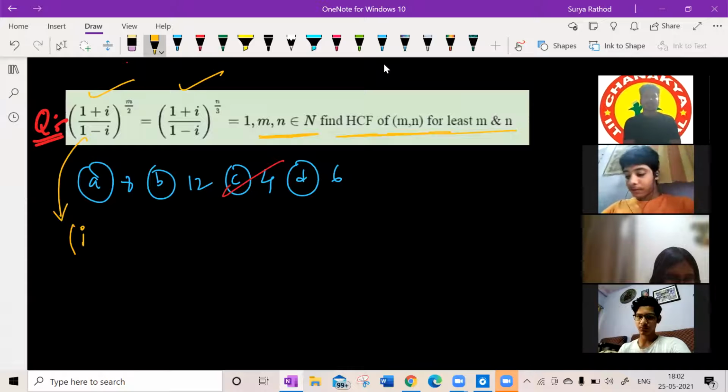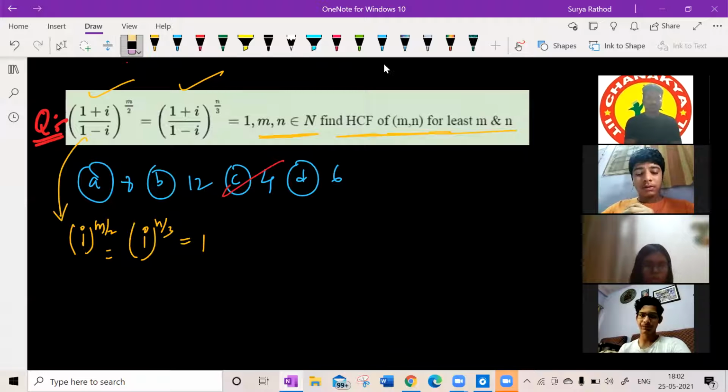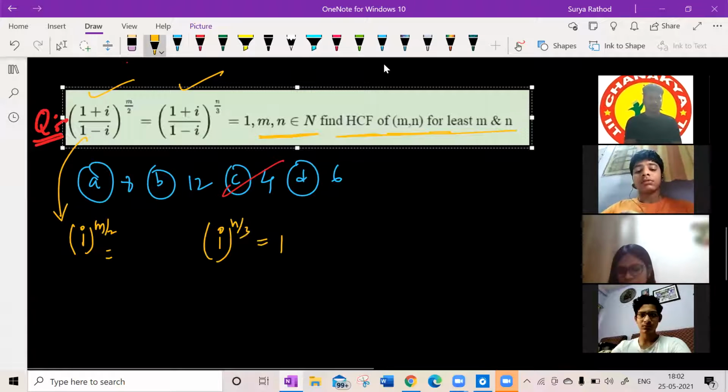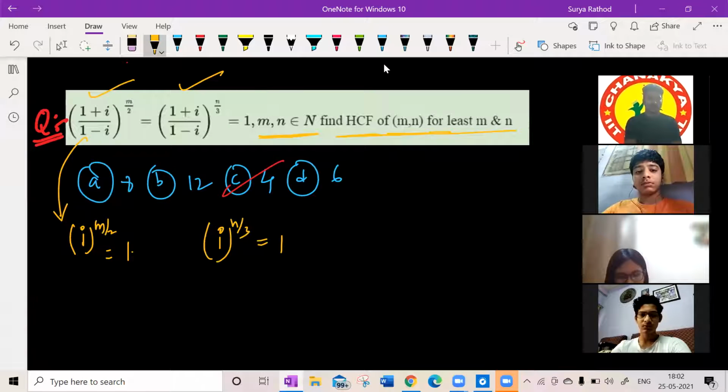So i^(m/2) is equal to i^(n/3), which is going to be 1. So 1 can be written as what now? Let me separate this. Now you solve separately, find out the m and n values.